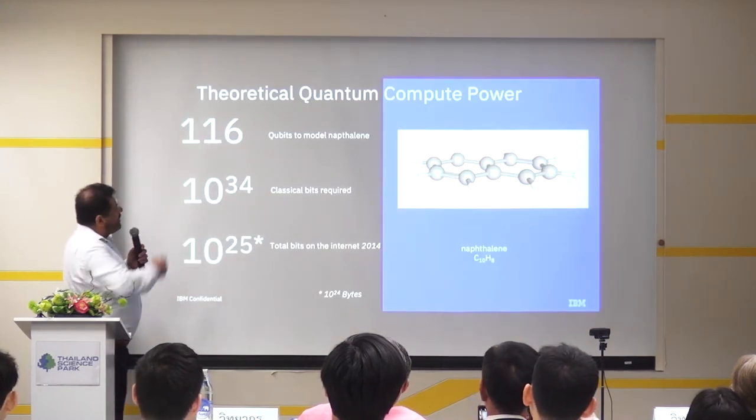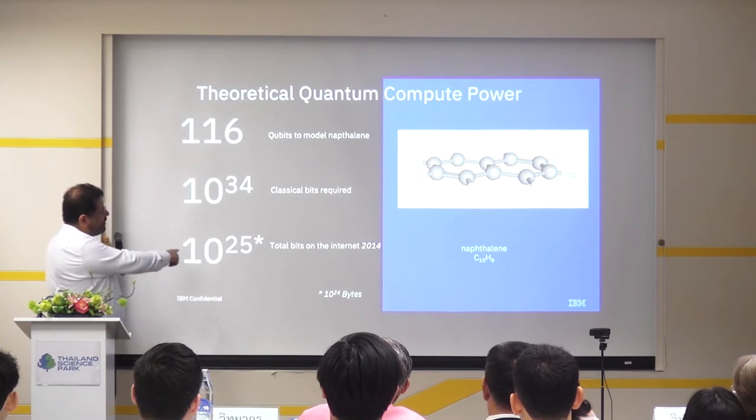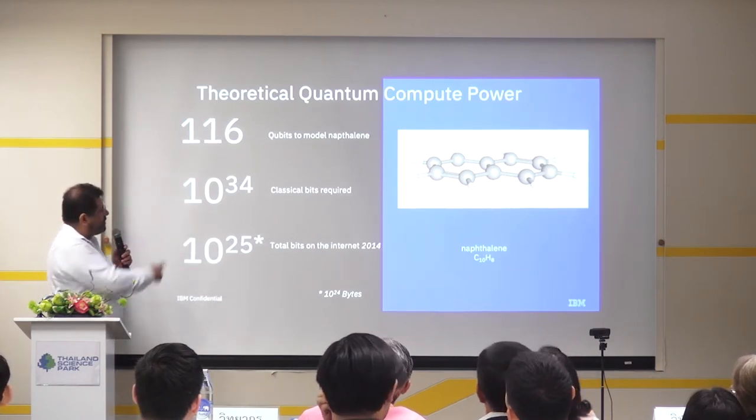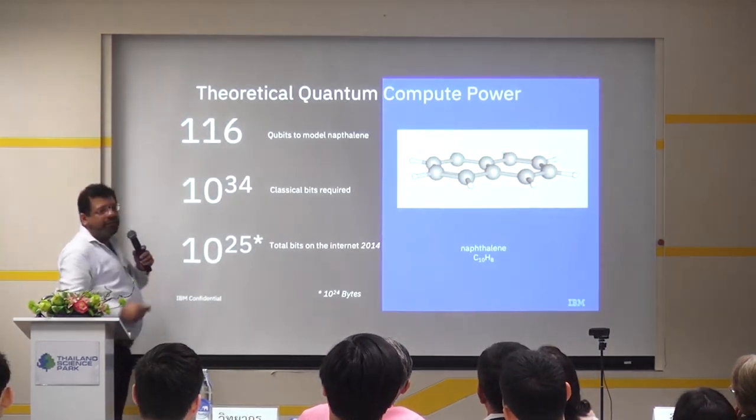For example, take the modeling of naphthalene. It requires about 116 qubits. For classical bits, 10 to the power of 34, still a lot of bits. To give you a comparison, in 2014, the total number of bits on the internet was 10 to the power of 25, right? So you need much more information, and that's just to represent that one molecule.